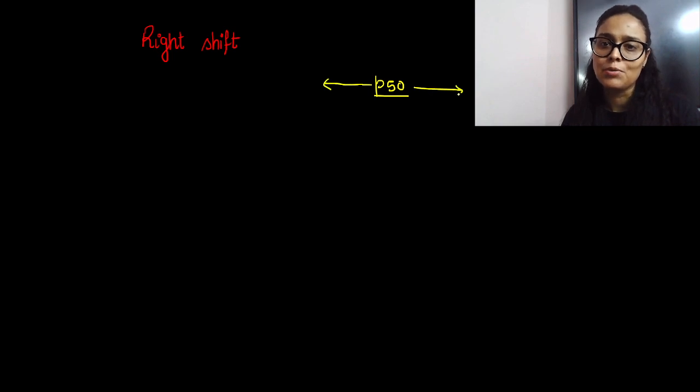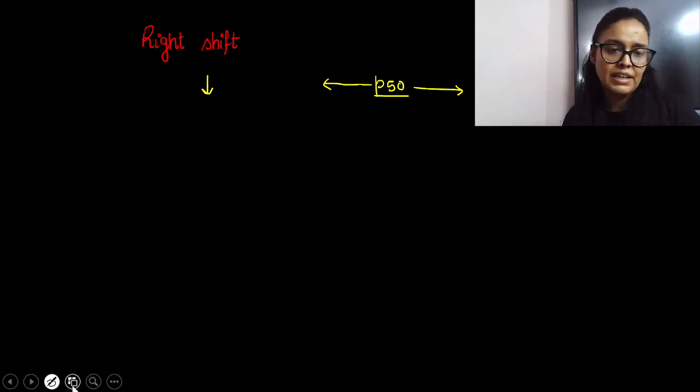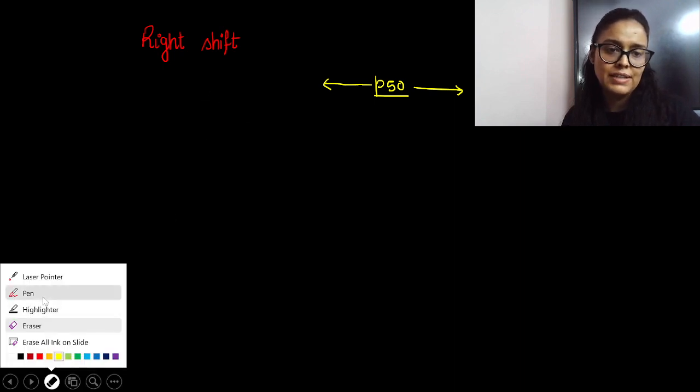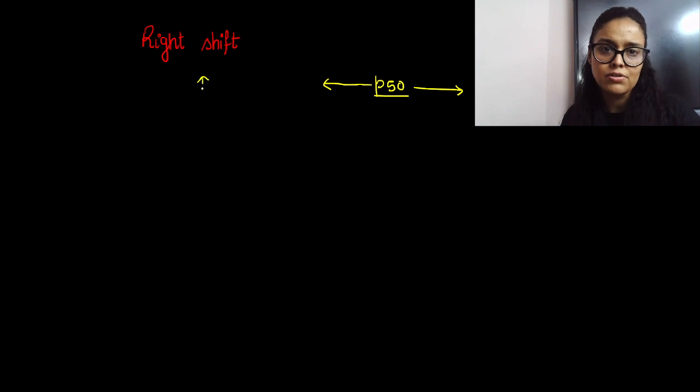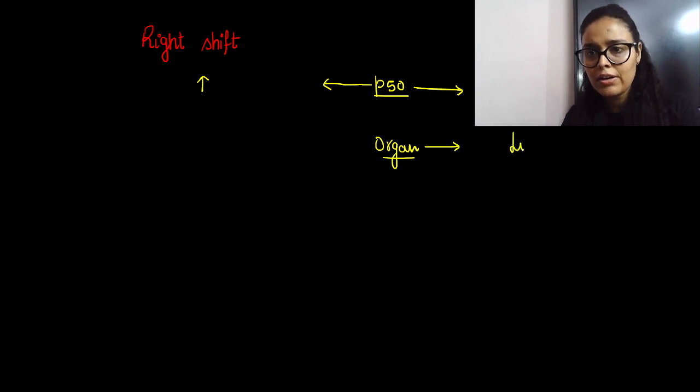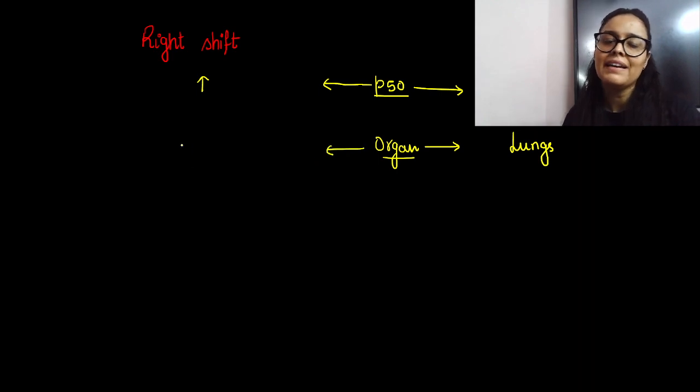In the right shift condition, we have seen that the P50 value is higher, that means we need more oxygen in order to saturate only 50% hemoglobin. So here the P50 value is higher, and here it is lower. L for left shift, and in which organ does the left shift happen? L for lungs. So the left shift will show near the lungs. And in which organ will the right shift show? Near the tissues.